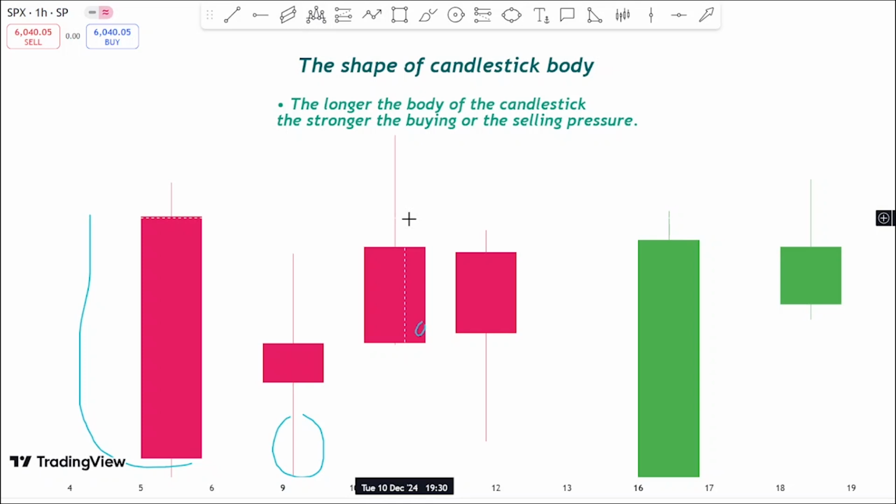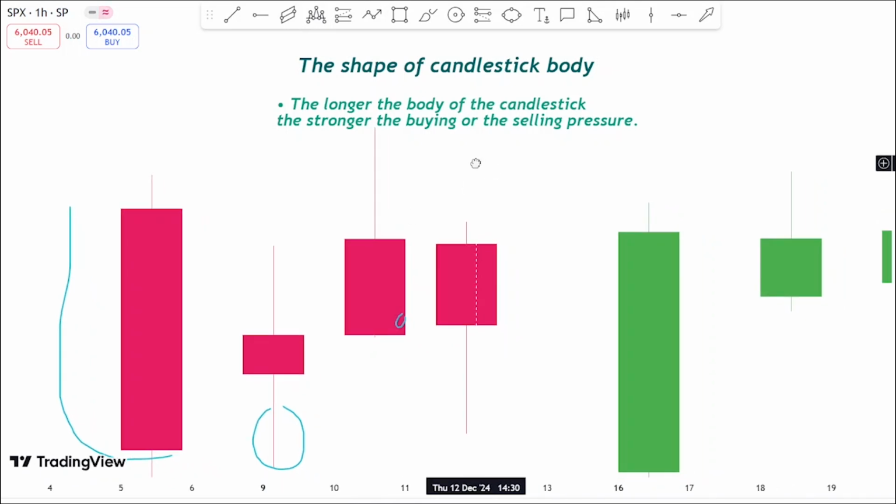The sellers are stronger than the buyers. So from this side now, remember also again, we opened from where? From the high, from this area, and we closed from the low. So we opened from this area, from here.